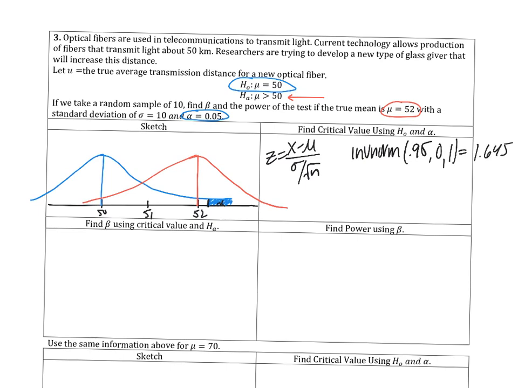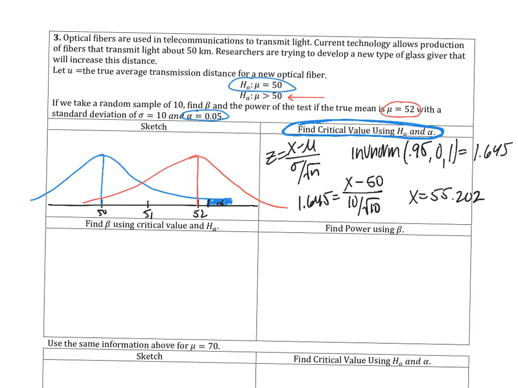Okay, so let's plug everything in. 1.645 equals x. We don't know that. That's what we're looking for. Minus mu. This is on our blue null curve, remember. We're using this information to find that critical value, and then we're done with it. Equals x bar minus 50 all over 10 divided by the square root of 10. And we get out x is equal to 55.202.